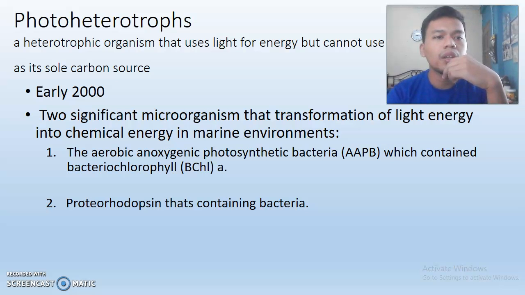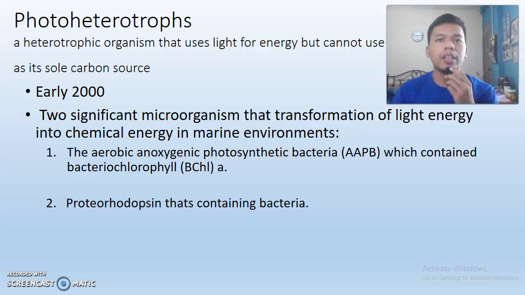In the 2000s, 2 significant findings were reported. They found microorganisms that transform light energy to chemical energy in the marine environment. Number one is aerobic anoxygenic photosynthetic bacteria, which contain bacterial chlorophyll and mainly perform photosynthesis in anaerobic conditions. Anoxygenic photosynthetic bacteria are distributed in anaerobic environments.